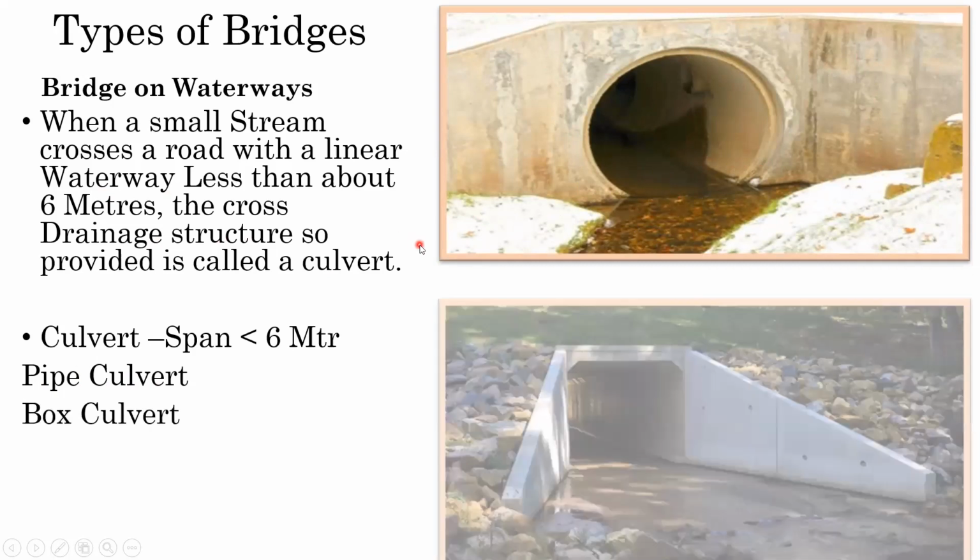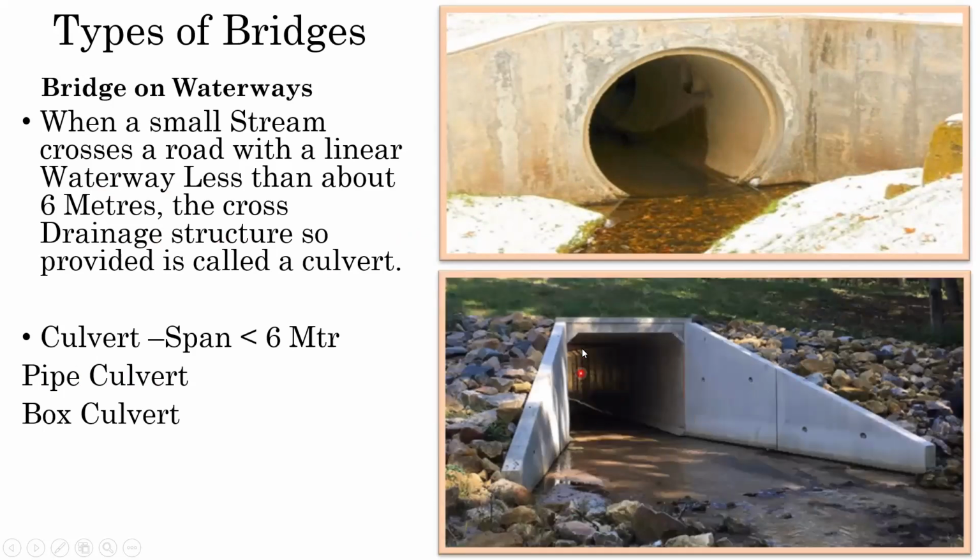Next we have a box culvert. Again, you might have seen a structure something like this. Your road will pass from here. But whenever there is a high discharge, when compared to this, in that case, we go with a box culvert. So this is called my box culvert.